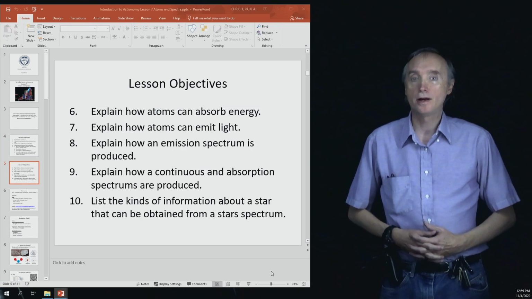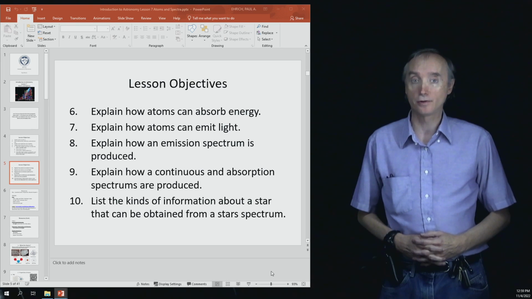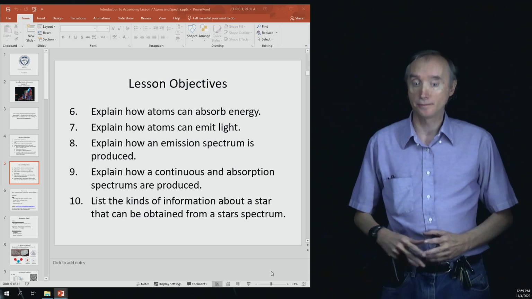Then we're going to talk about how atoms can absorb energy and then how they give off that energy in the form of light. And then we're going to talk about emission spectrums, also continuous spectrums and absorption spectrums, and then also the various kinds of information that we can tell about a star if we know the light given off by that star.